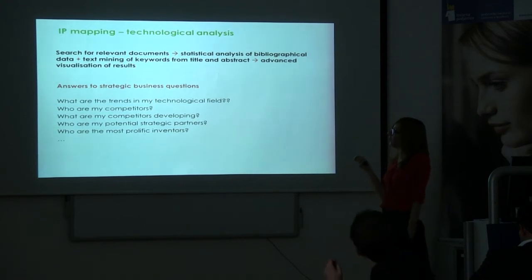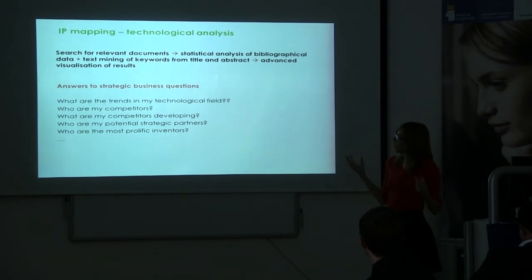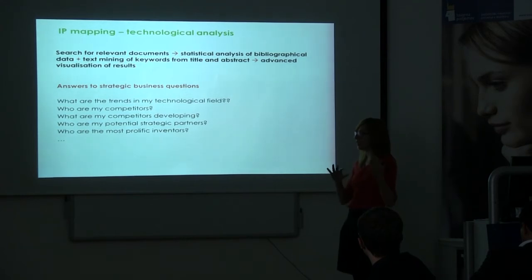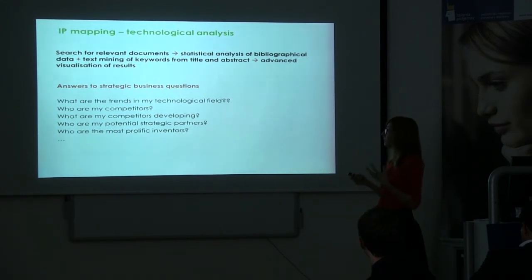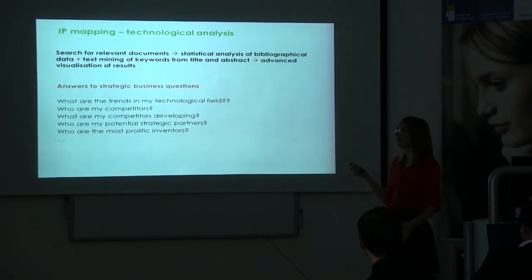And what's become really popular in today's time is so-called IP mapping, and that's actually a term for describing how to derive as many business-related information as you can from patent documents, and not only technological data, which can help you in strategic business decisions. It's actually searching for relevant documents, finding a pool of them, and then statistically analyzing all the important data you want to find out about, plus text mining of keywords and abstracts to be able to see what are the most important terms that have been hot in, let's say, the last years.